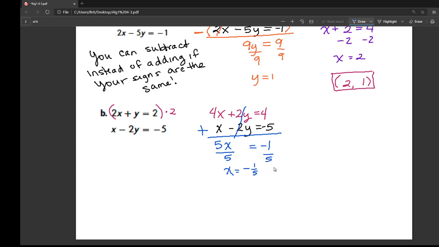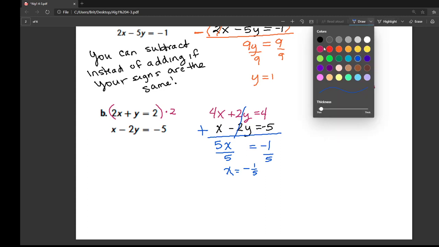Now inherently that's not a bad thing, but it makes me a little paranoid to not get whole number answers. So I'm going to check myself when I'm done with this just to make sure that I didn't mess it up, okay? So now that I know what x is, now I need to go through and find y. Having that fraction is going to be really ugly.